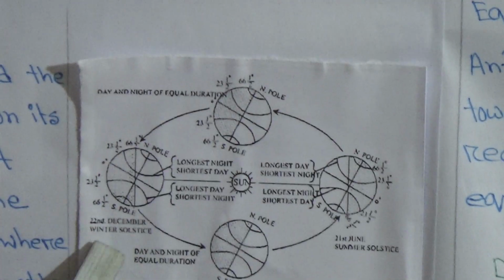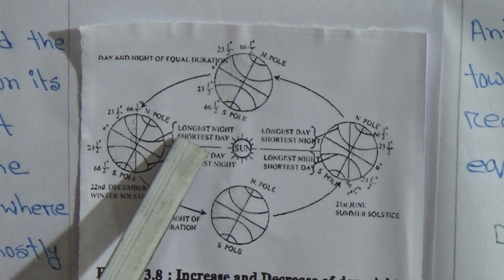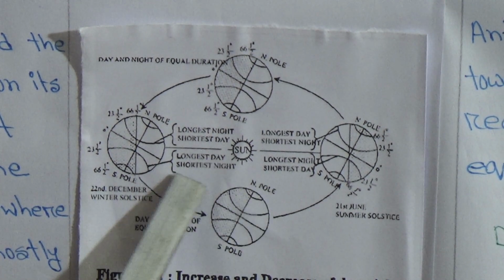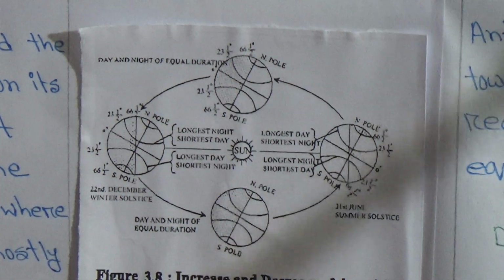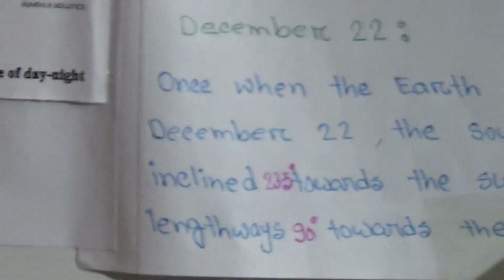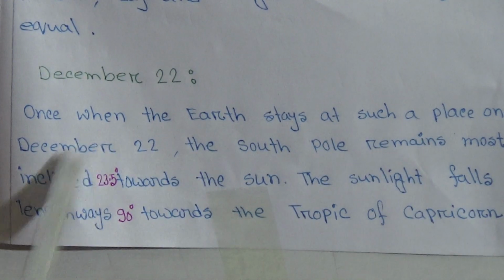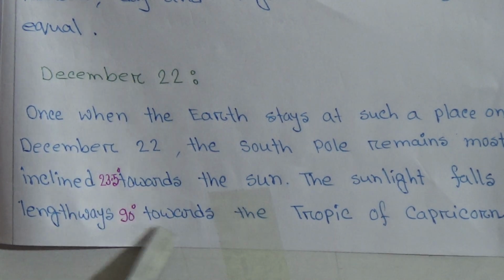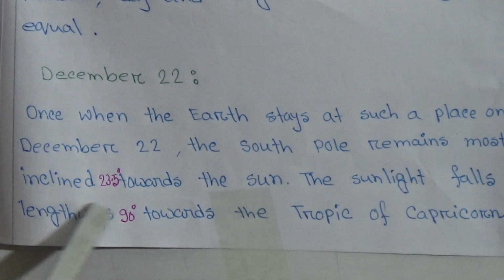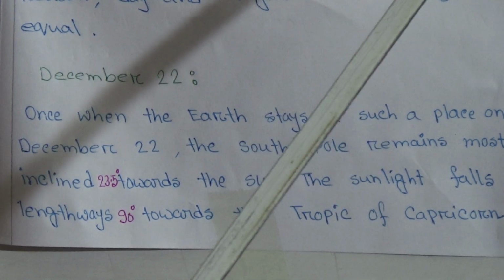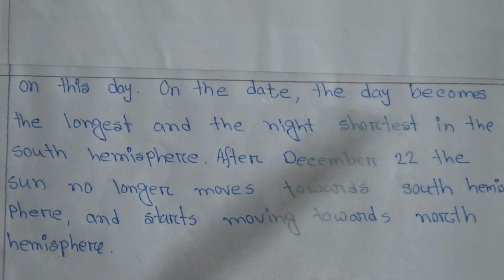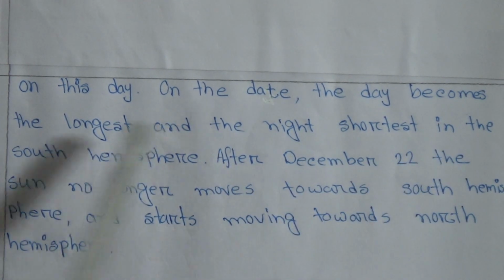Look at the picture, students. December 22, winter solstice. Here North Pole, longest night and shortest day, and South Pole, longest day and shortest night. This is because on this day the South Pole remains most inclined, 23.5 degrees towards the sun, and sunlight falls at 90 degrees towards the Tropic of Capricorn. On this date the day becomes longest and the night shortest in the southern hemisphere.